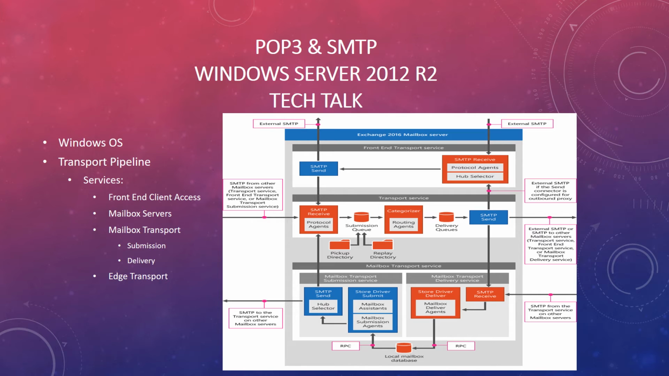The transport pipeline consists of four main services: front-end transport for client access servers, mailbox transport, which includes submission and delivery, and then edge transport servers, transport service. As you can see, I have a little diagram over here that spells out how the transport pipeline works and how everything flows through it.